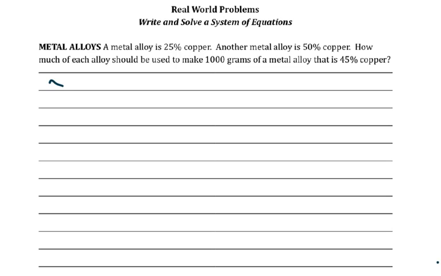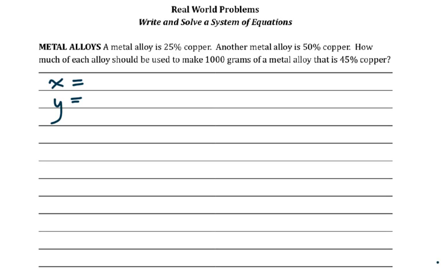Since we know that there's going to have to be two variables in these, let's just set it up with x and then y, and then we'll read through it. We have one metal alloy that's supposed to be 25% copper. And another one is supposed to be 50% copper. How much of each alloy should be used to make 1,000 grams of a metal alloy that is 45% copper?